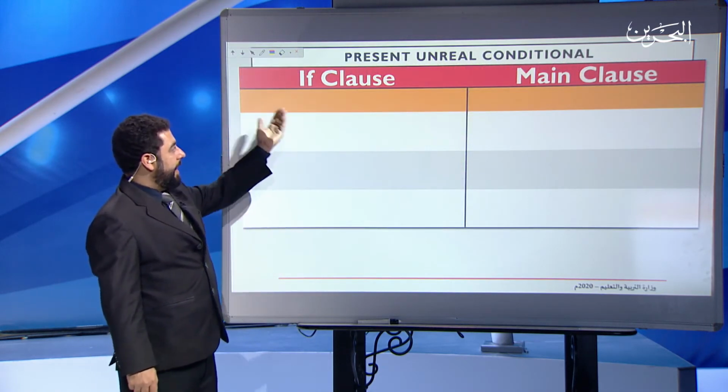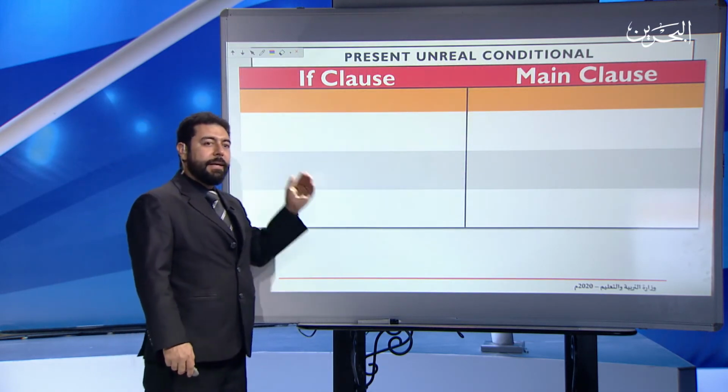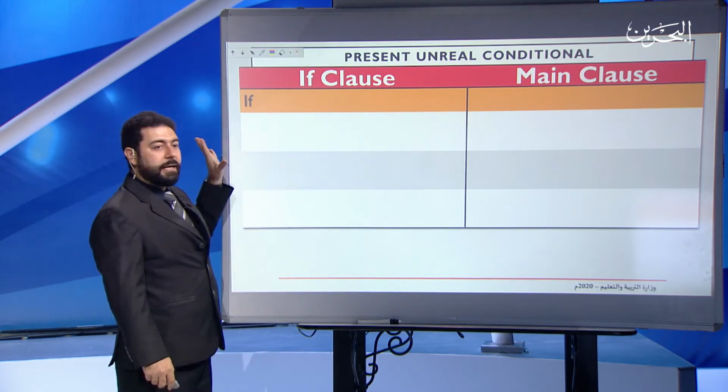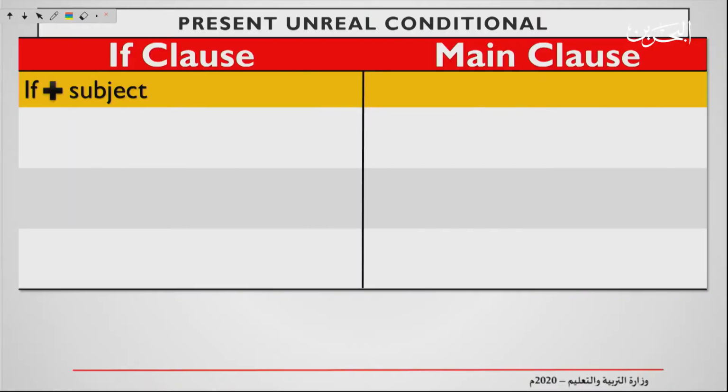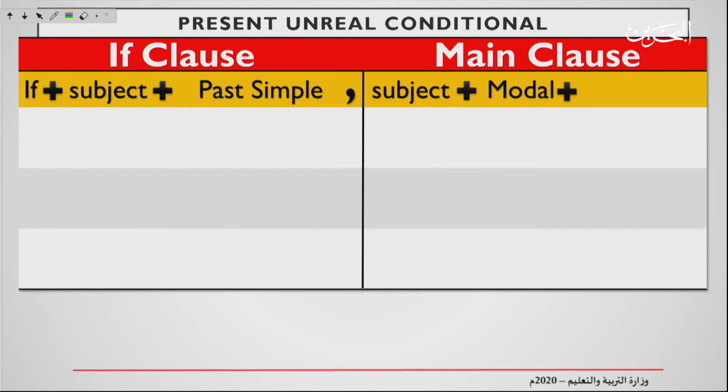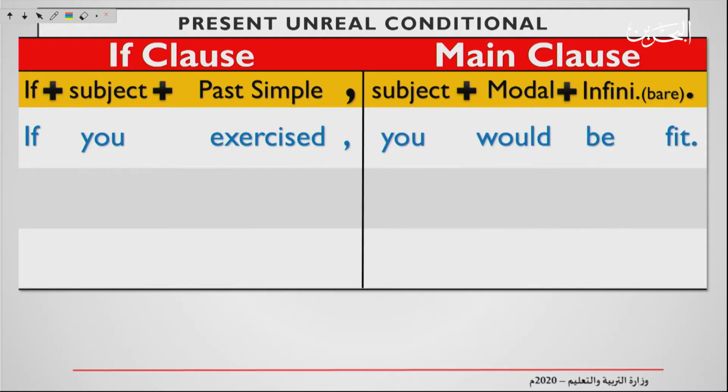If we have an if clause and a main clause, let me build that sentence. I start with if, and then add a subject, then add a past simple, then a comma, and then subject plus a modal plus an infinitive, which means a verb without to, and then a full stop. So, if you exercised, comma, you would be fit.